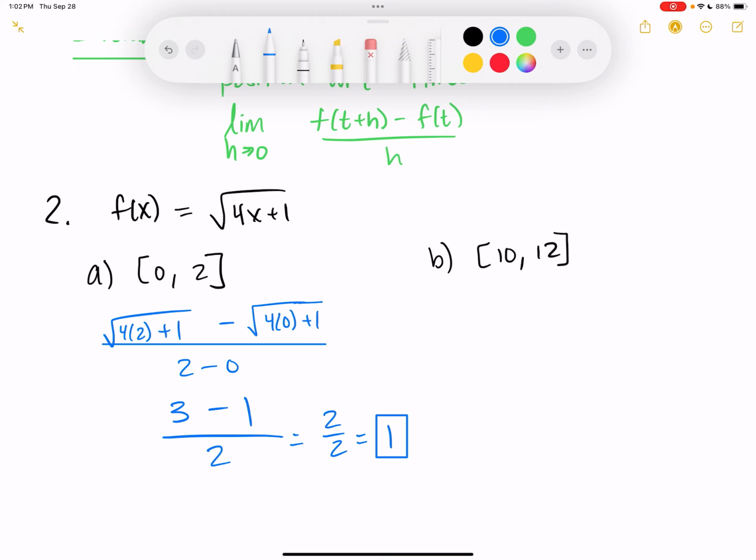All right, so now we're going to do it for 10 to 12. And maybe you're thinking, well, that's kind of like 0 to 2, so it's going to be the same answer. It's not necessarily the case because of how we plug it in. So anyways, the square root of 4 times 12 plus 1 minus the square root of 4 times 10 plus 1, all over 12 minus 10.